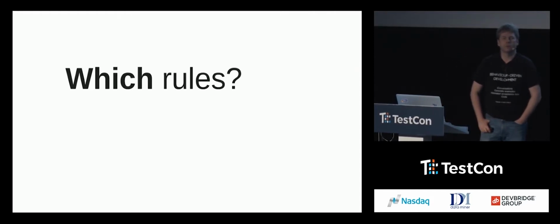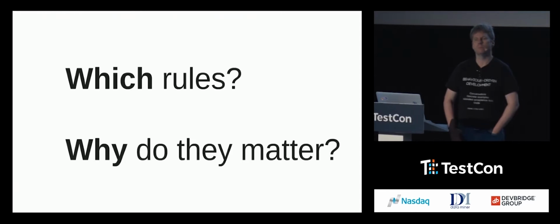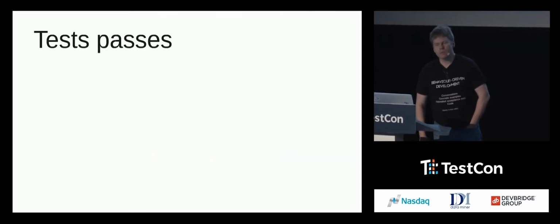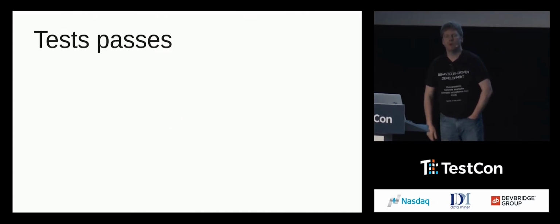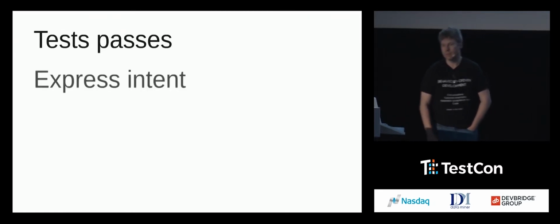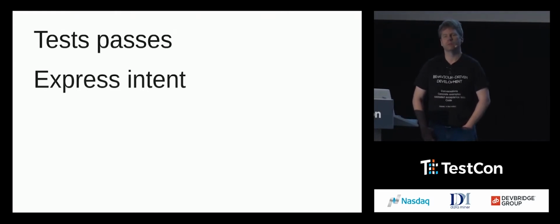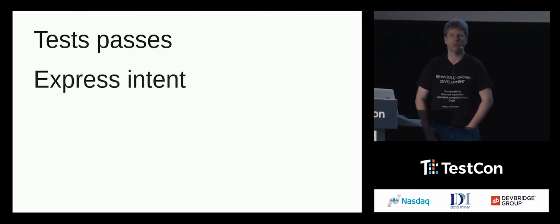But back to work. The 4 rules of simple design. So the first question is, which rules are we talking about and why do they actually matter? These rules, 4 of them, are test passes. That's very important. If the test doesn't pass, well, we have a problem. It's very important that we understand what we're supposed to do. So express intent, or clarity if you want, making stuff easy to understand.